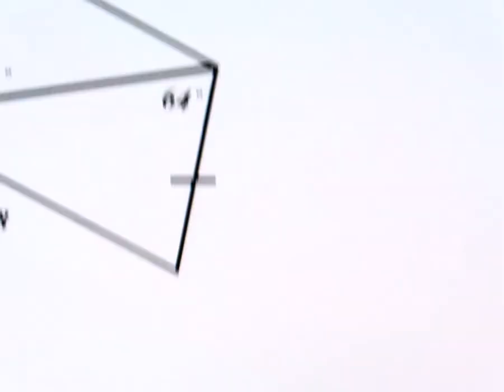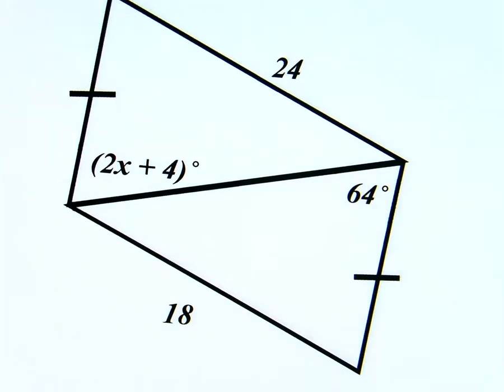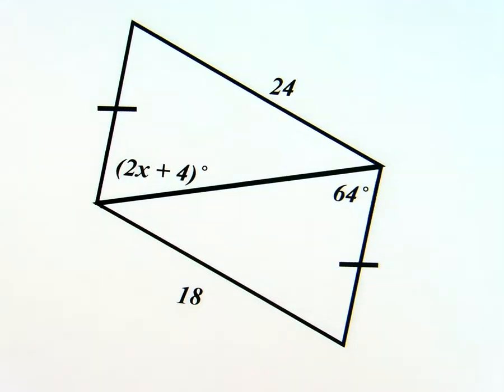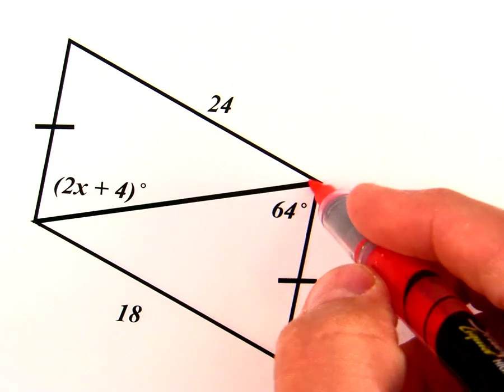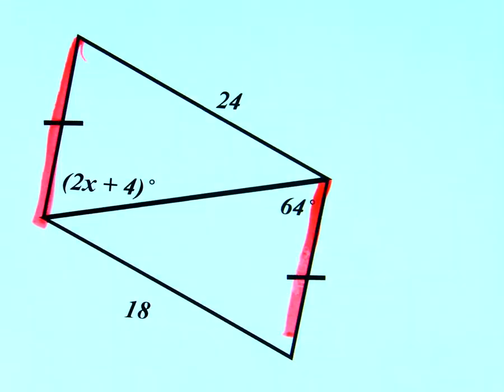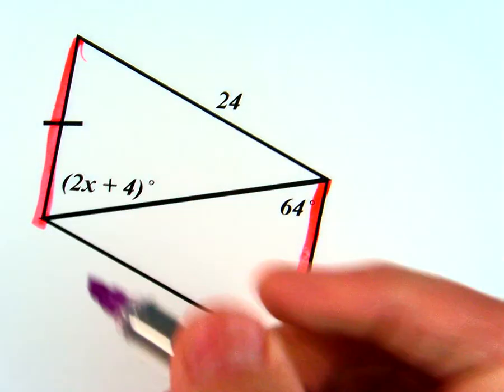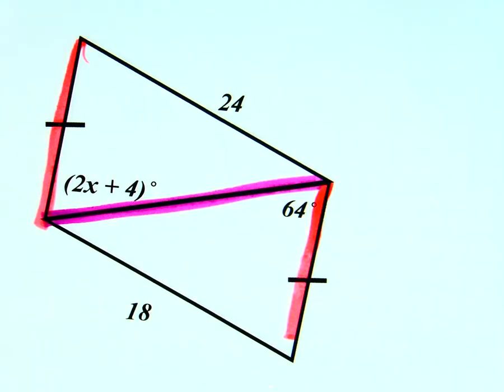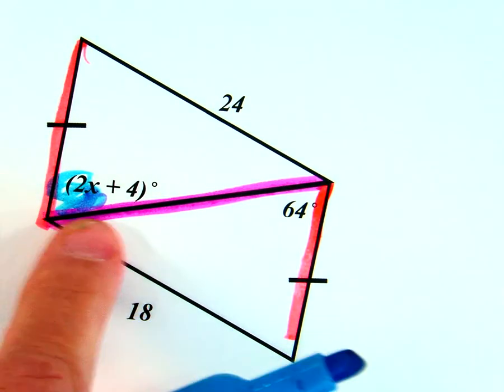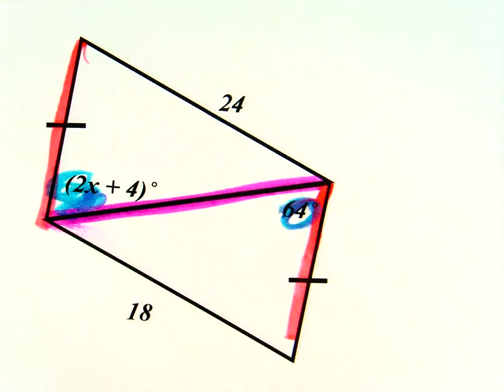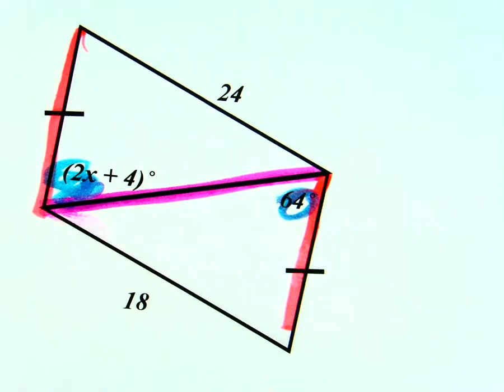Look at this example. Does the Hinge theorem apply here? Well, we have congruent sides. We have the common side that's congruent, and they are joined by the hinge angle. So here joins the orange and the purple, and here joins the orange and the purple, and that's where the hinge is. So yes, it does work. The Hinge theorem does apply.